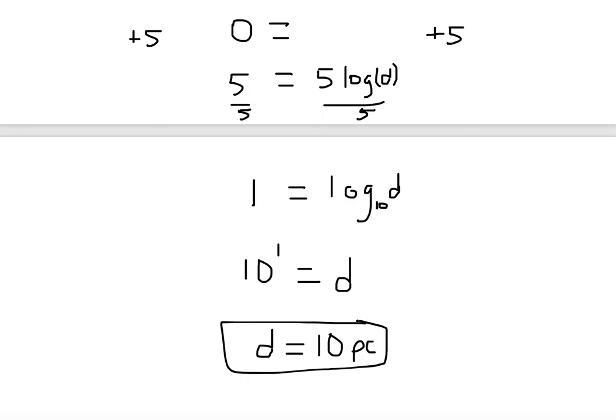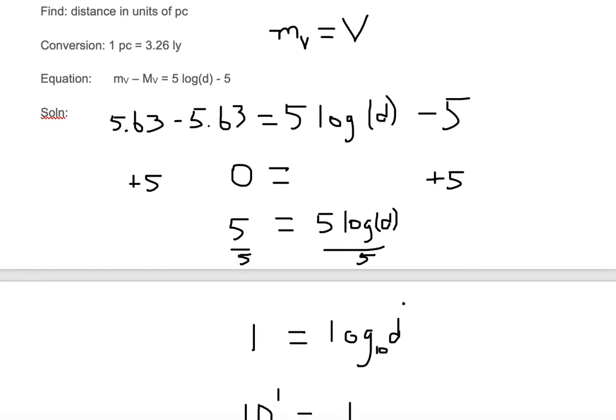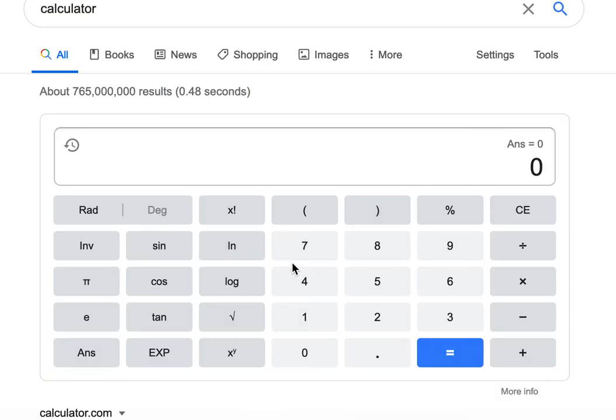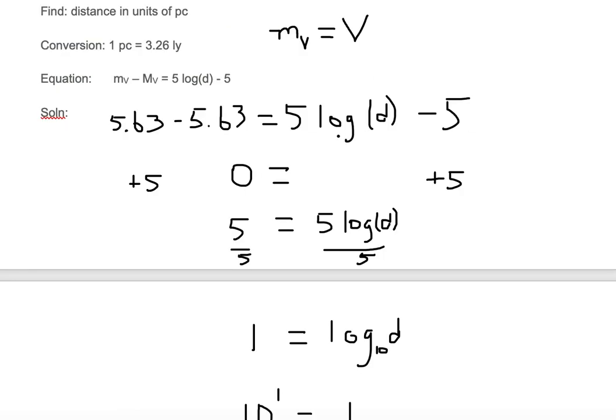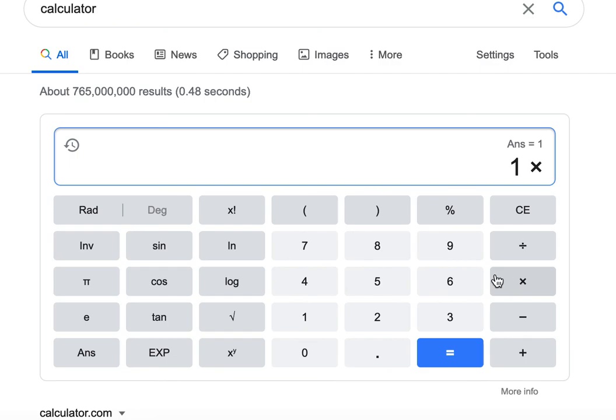Now you can easily go in the reverse direction. Let's go ahead and go in the reverse direction. We already know that d is 10 parsecs. What's the log of 10 parsecs? Let's go to our Google calculator and type in log of 10. And we get a value. Log of 10 is 1. So we know this part is 1. Multiply it by 5, and we have 5 as the answer.